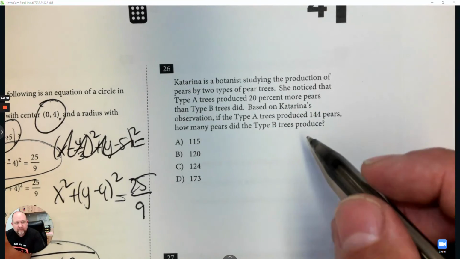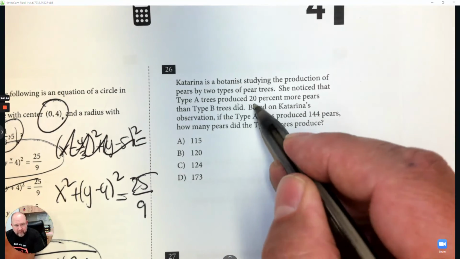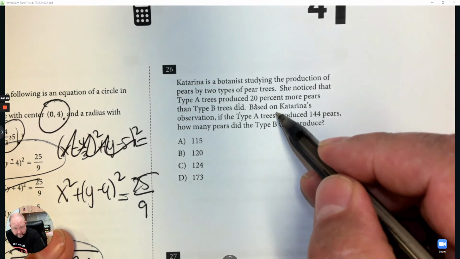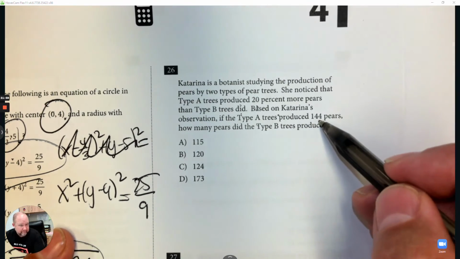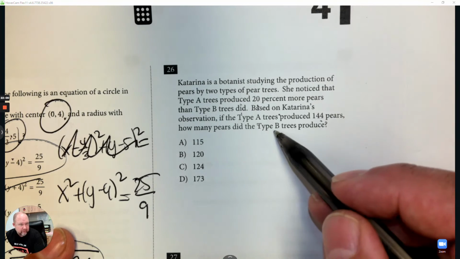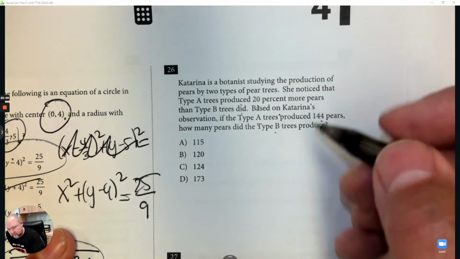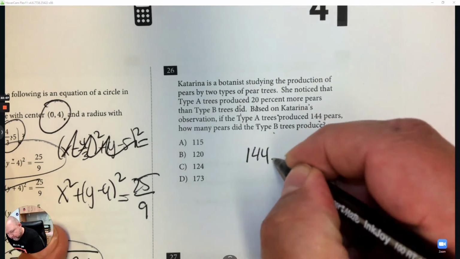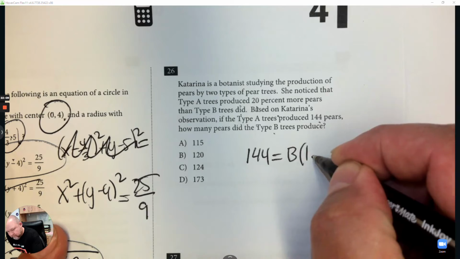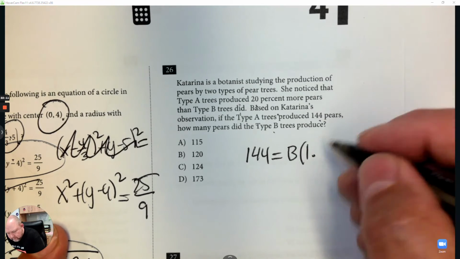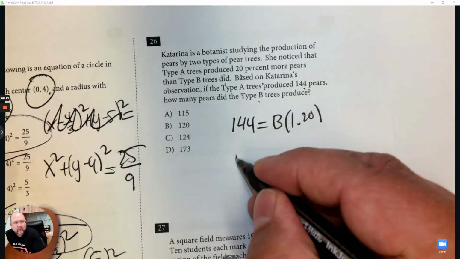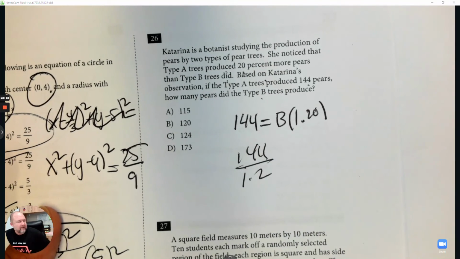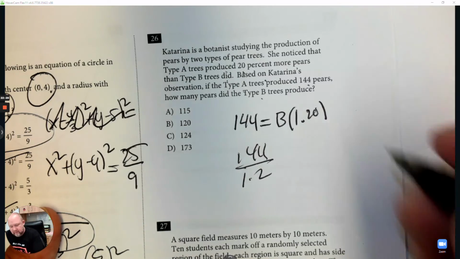Katrina is a botanist. Type A trees produce 20% more pears than B. Based on this, if type A produces 144, how many pears did B produce? How many more percent? 20%. So I'm just going to take 144 divided by 1.2. Use your calculator, and that gives you 120.